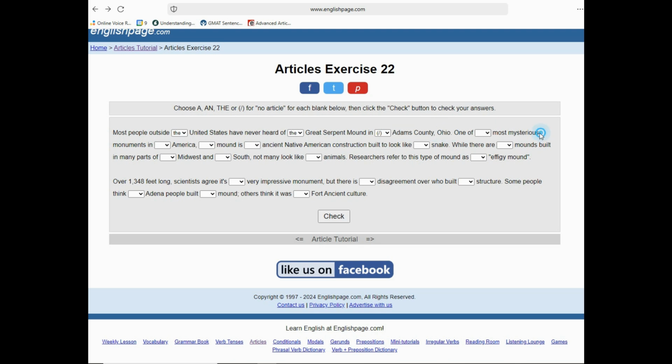Now, one of the... and I've already said it because I can see most. It came out naturally. When it's a superlative, most mysterious, you always need a the. So that's a nice easy one. You should always remember superlatives need the. Okay, one of the most mysterious monuments in America, that's one country, yeah? We say the United States, the US, but we say America, Canada, New Zealand, Australia.